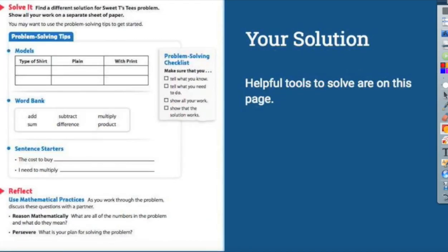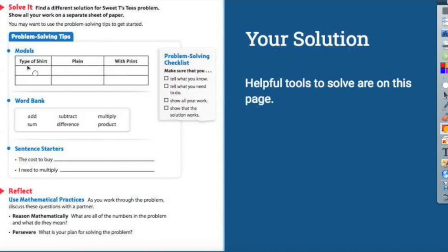Let's look on to how you could solve this problem. Looking at the solve it, find a different solution for Sweet Tea's problem. Now make sure you are finding a different solution, because there are multiple different ones we could do here. Show all of your work on a separate sheet of paper. So you can have this paper in front of you, and you can have a piece of lined paper or computer paper, construction paper, whatever you have there at home to have next to you.